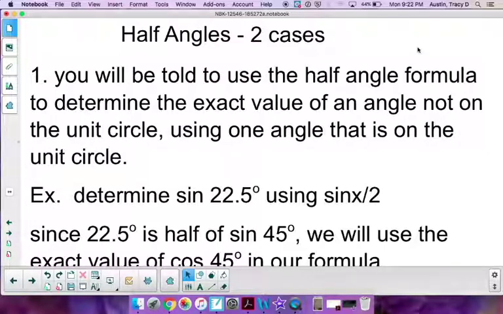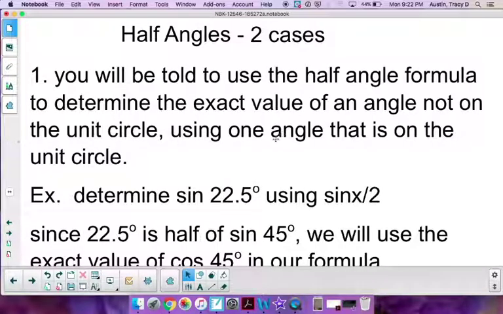Okay, so like the sum and difference ones, you will be told to use the half angle formula. And it's normally going to look something like this, sine of x over 2, or sine of alpha over 2, or theta, or whatever variable is being used, divided by 2. Okay, and that's how they're going to indicate that you're using the half angle formula. So you're trying to find the exact value of an angle that's not on the unit circle using one that is. Basically taking one that's double the angle you're looking for.